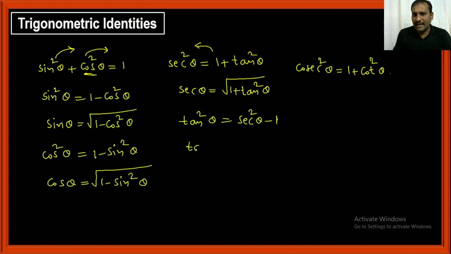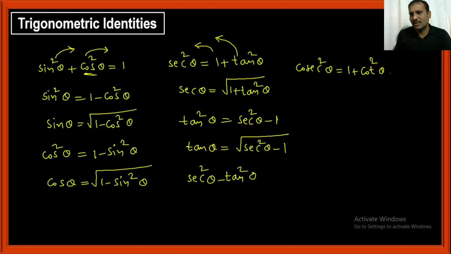And tan theta can be written as under root secant square theta minus 1. And finally, if you transpose tan square theta to the left side, you will end with secant square theta minus tan square theta is equal to 1.